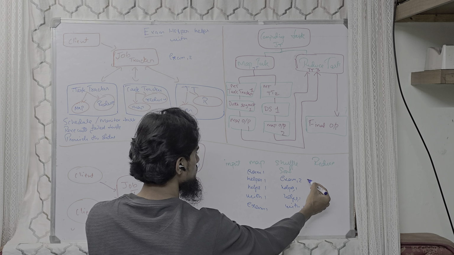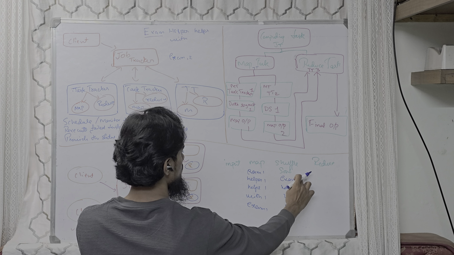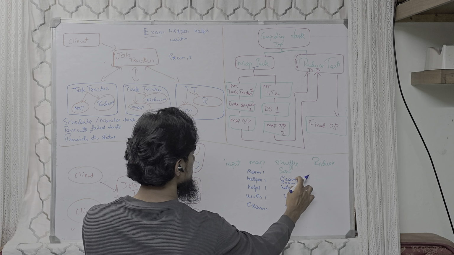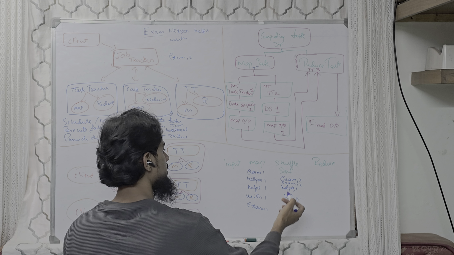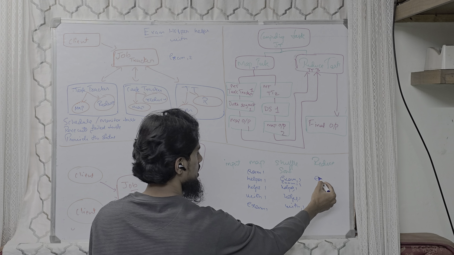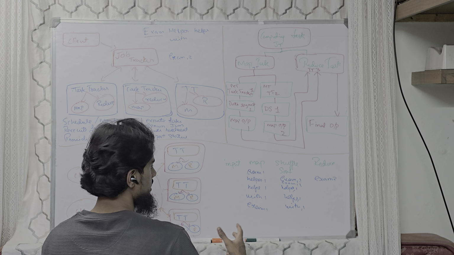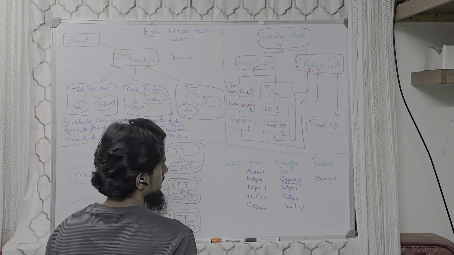Then in reducing, I have to write it like this over here, sorry: exam 1, exam 1. In reducing, these two will combine and become exam 2. That is nothing but the word count example that's in the textbook with a proper neat diagram.